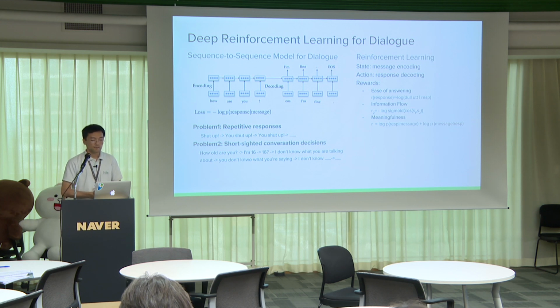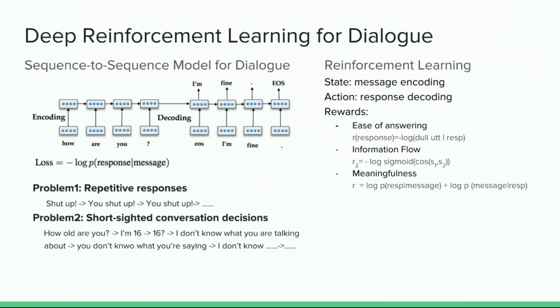So next is deep reinforcement learning for dialogue. As we know, sequence to sequence is the main framework for most of the dialogue models. But this model suffers from many problems. The instructors show two representative problems. The first one is repetitive response. For example, the message is "shut up," and the response could be "you shut up," and the response could be "you shut up" again and again.